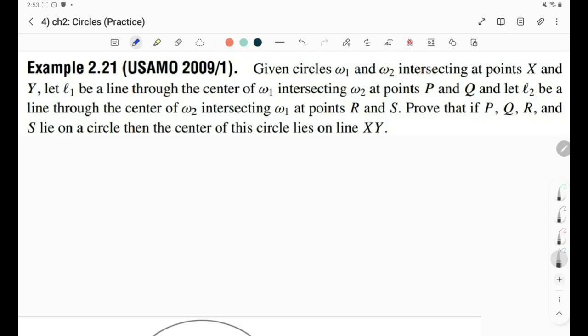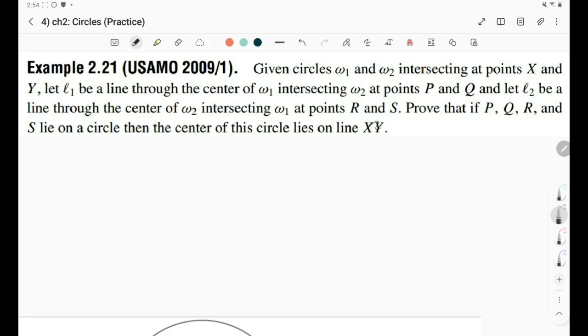Our first example is from the USAMO 2009 problem 1. In this problem we're given two circles. They're intersecting at X and Y, so XY is the radical axis, and we take two lines, the first line passing through the first center, and it intersects the other circle at 2 points P and Q, and we have another line that passes through the other center and they intersect the first circle at 2 points as well. They are assuming that P, Q, R, and S lie on a circle. They want us to show that the center of this circle lies on XY, that is the radical axis.